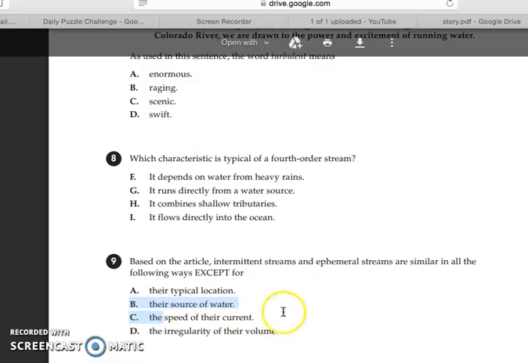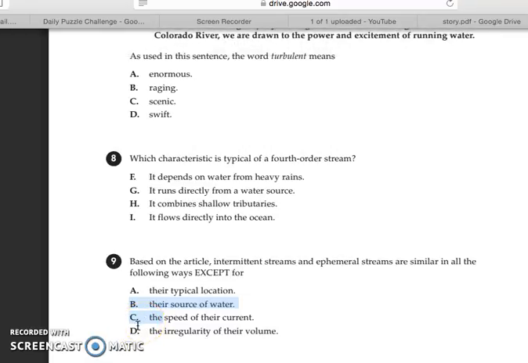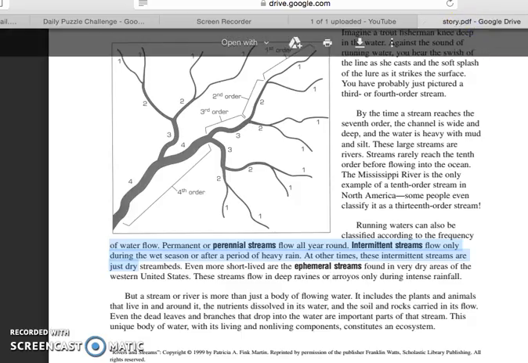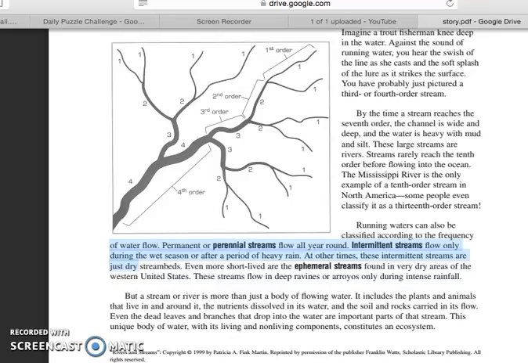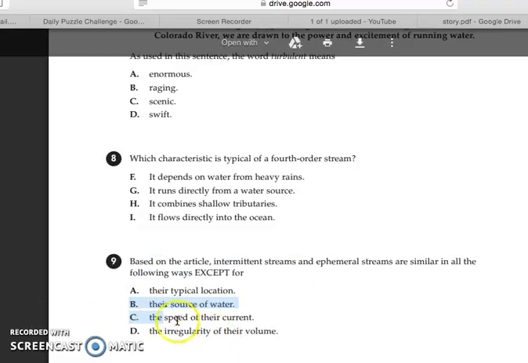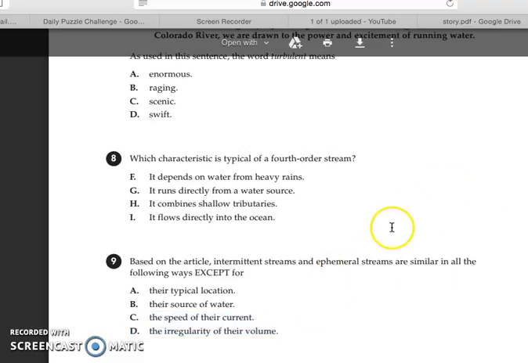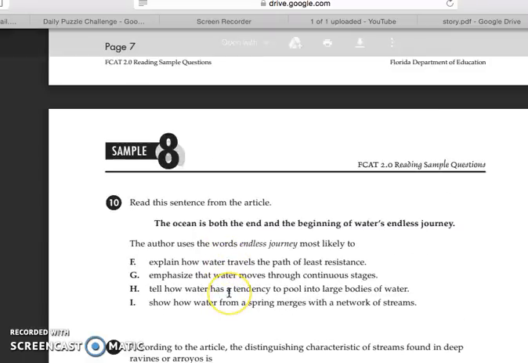But the ratio of their volume? Maybe. Or their typical location? I don't think it's their location because they're both in dry areas. So it can only be C or D. The speed of their current, we don't have an exact speed. It doesn't say these streams are deep or how intense the rainfalls are. So I think it's either the regulation of their volume, or just their volume, which would vary. I think it'd be their speed, because they both have to go through heavy rainfall. So most likely their volume would be kind of the same, but their speed would be totally different. So yeah, now we're going to go to number 10.